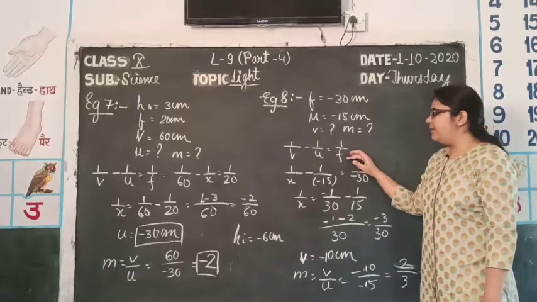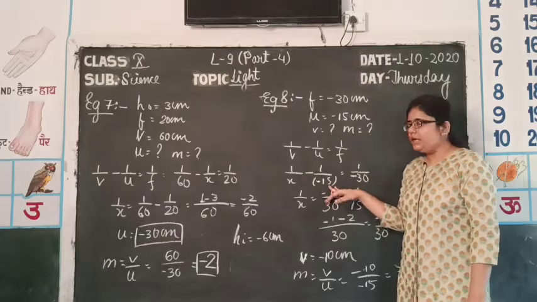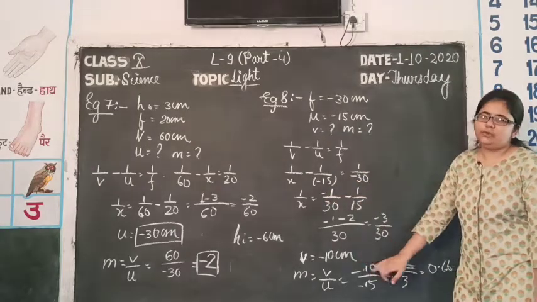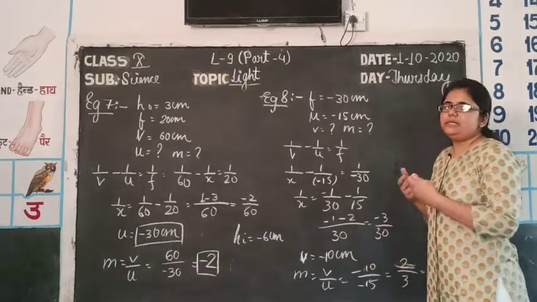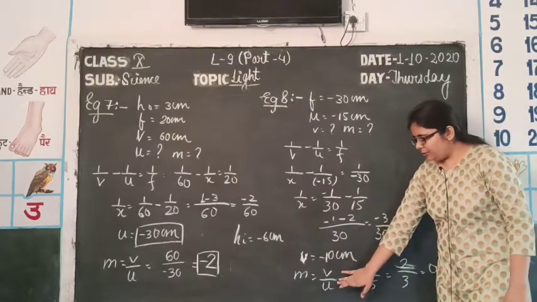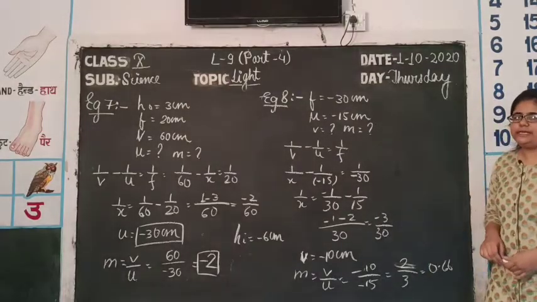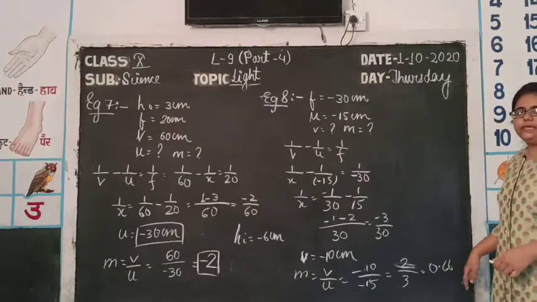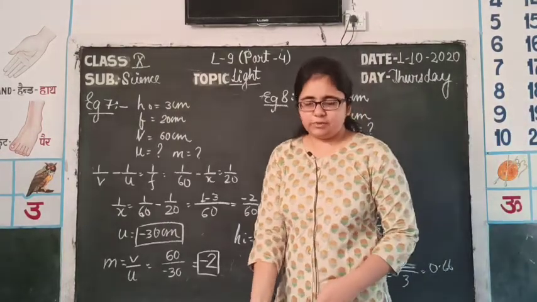So, by putting the values in the lens formula, we will put U as minus 15 and focal length as minus 30. Then we get V equal to minus 10 centimeter. It means that the image will be towards the left hand side of the lens. By putting the values of V and U in the formula of magnification, we get magnification 0.66, that is less than 1. So, image will be smaller than the object and will be virtual and erect. These were the details of the image.